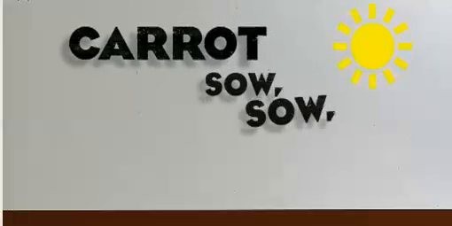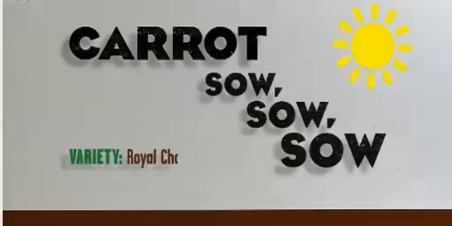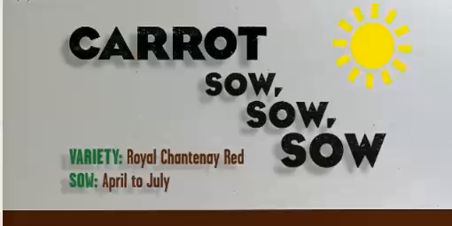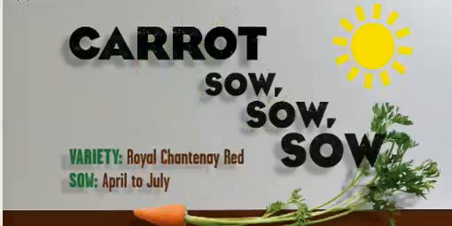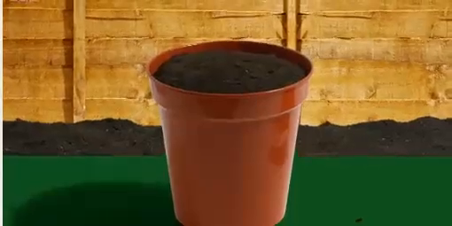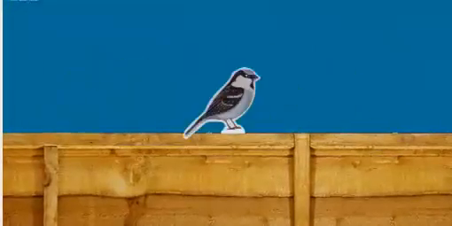Carrots. Sow, sow, sow. Royal Chantenay red carrots can go from seed to supper in just 12 weeks. They're a stumpy variety that's perfect for growing in pots. And you can sow your carrots anytime from April to July.